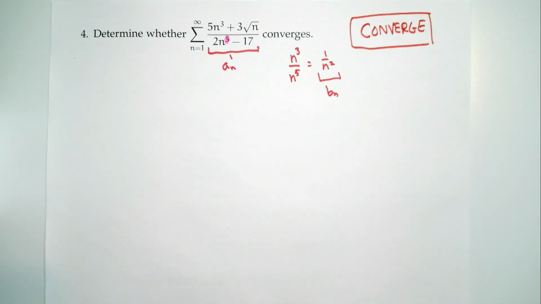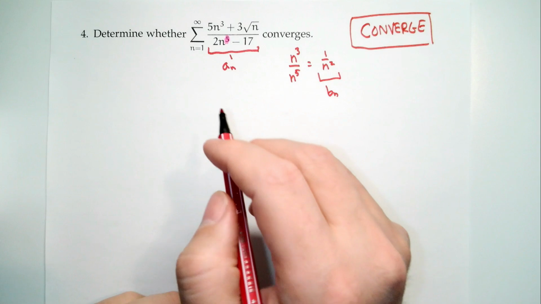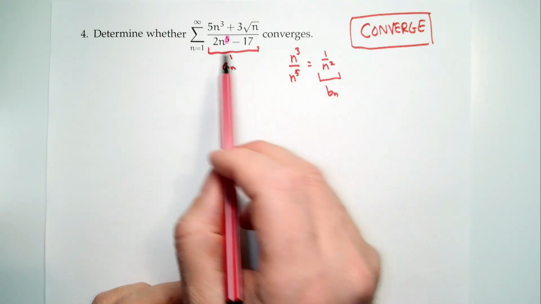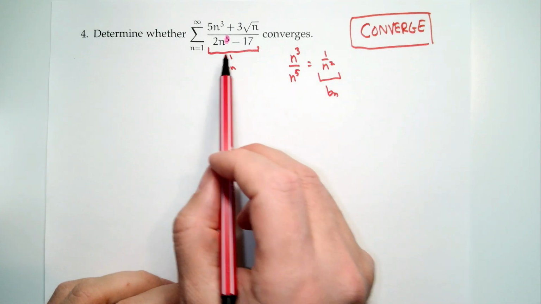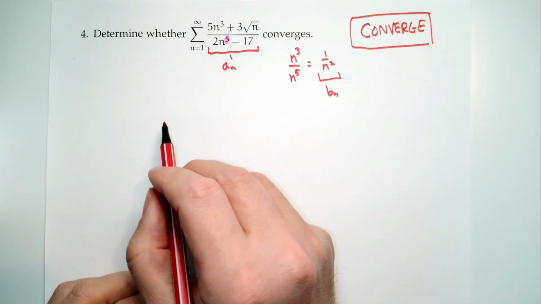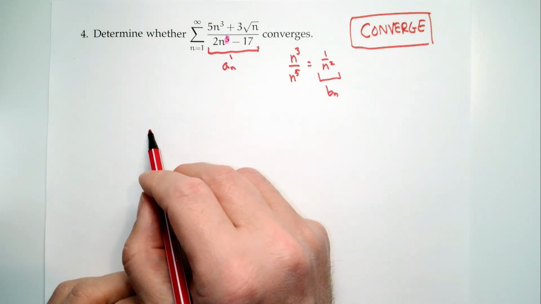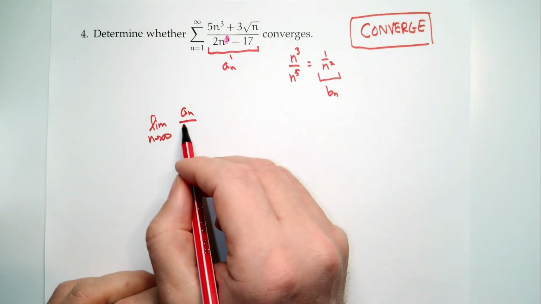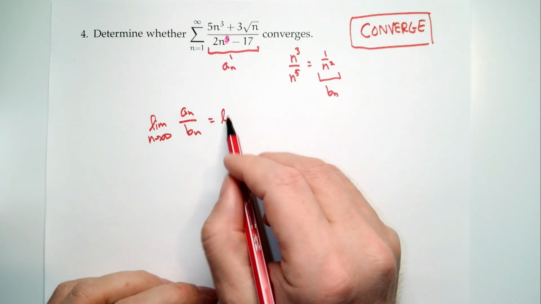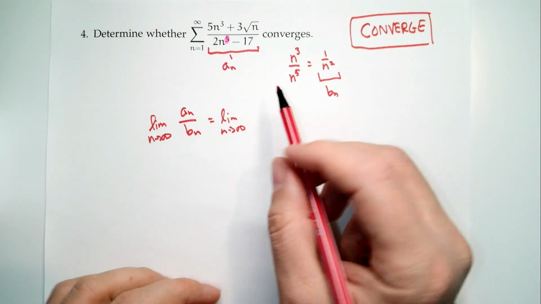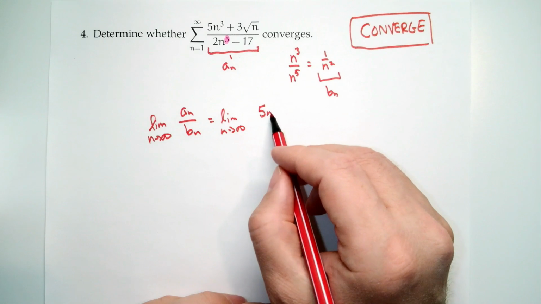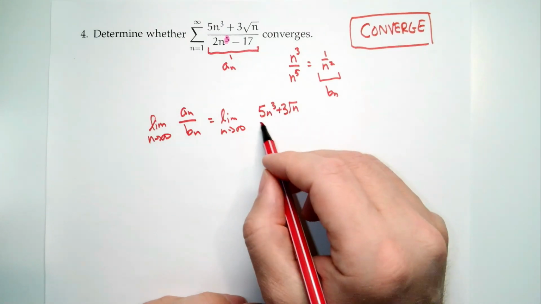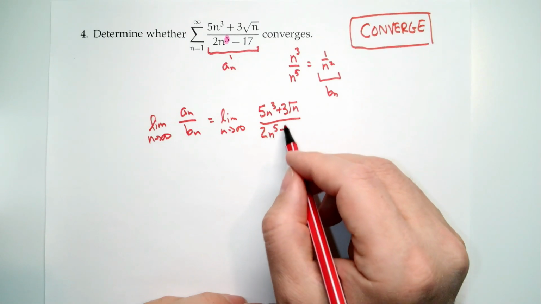Now we need to justify it. We sort of did a quick sketch of justification. We know why. Now we're going to repeat it all but write it down. So our justification was, look, these two series are going to be tied together because we're really doing a limit comparison. So we're going to take a look at the limit as n goes to infinity of a sub n over b sub n. So a sub n, I'll just write it down. That's 5n cubed plus 3 root n divided by 2n to the 5th minus 17.